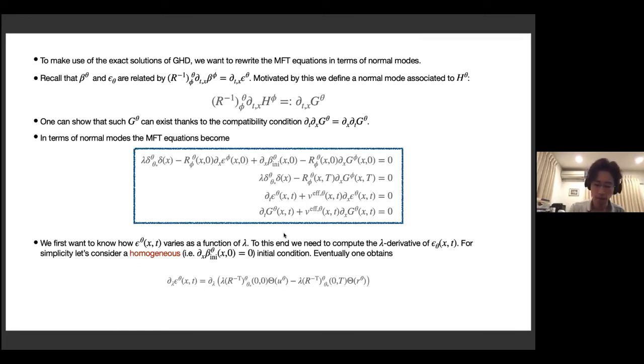To calculate f from lambda and the scaled cumulant generating function and the cumulants, you have to know how epsilon theta varies, because that is going to be needed for the computations. And to this end, of course, you calculate the lambda derivative of epsilon. And for simplicity, let's consider a homogeneous case. Of course, you can think of the step initial condition case, or some other more complicated cases, but for simplicity, let's focus on the homogeneous case. Then you get, after some manipulations, this kind of relation.